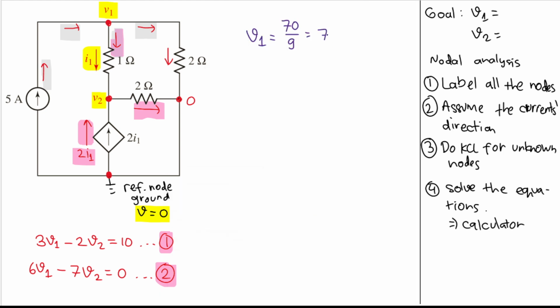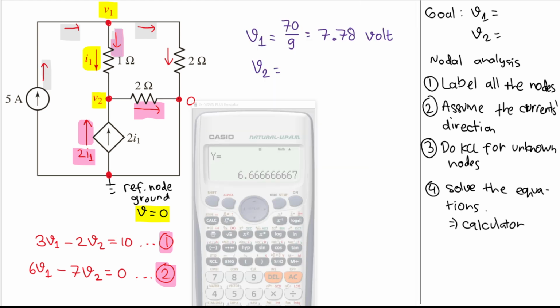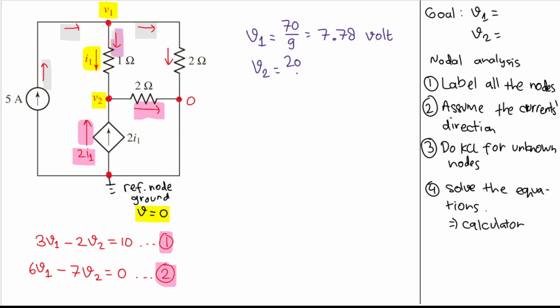So V1 is 7.78. And the unit here will be volt, right? Because this is ampere and this is ohm, all in the SI unit, so this will also be in SI unit. So I will have volt here. Okay, and then what is V2? Yeah, V2 is the y value. So we will have this, which is 20 over 3, or 6.667. So I'll have 20 over 3, or 6.67. And the unit here will be volt.